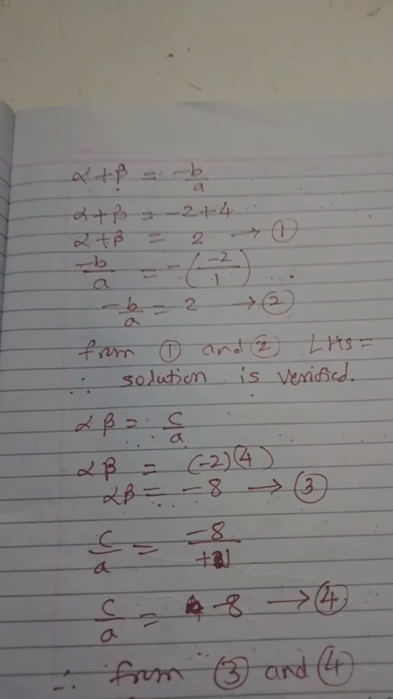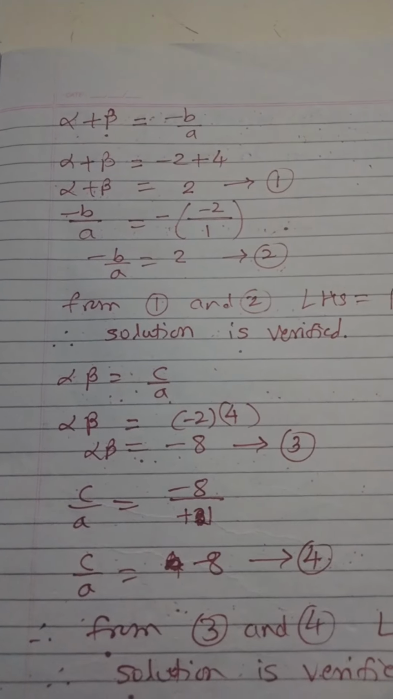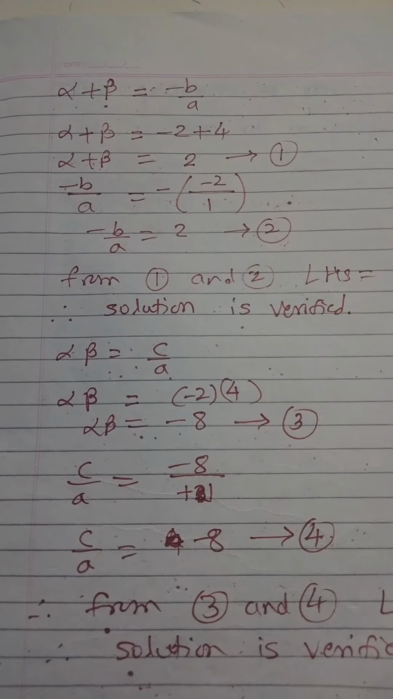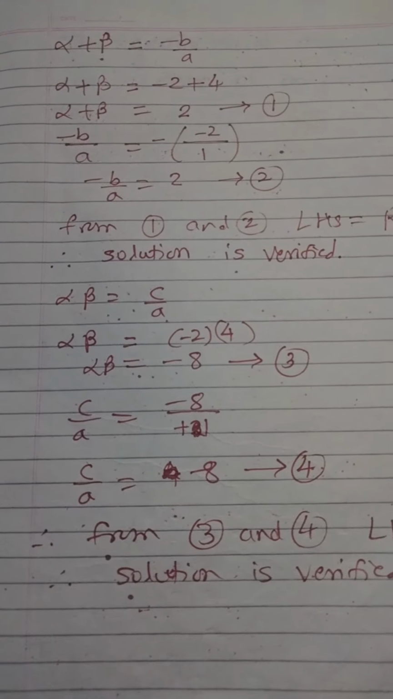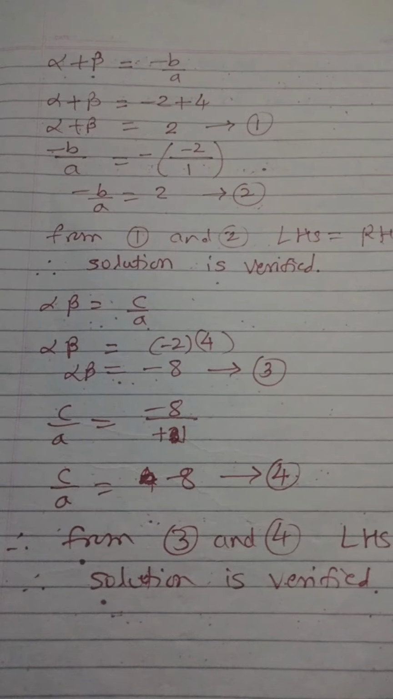Now we know that alpha plus beta is equal to minus b upon a and alpha multiplied by beta is equal to c upon a. Putting these values in these equations, we get alpha plus beta equal to minus b upon a, which is equal to 2, and alpha multiplied by beta, which is equal to c upon a, which is equal to minus 8. Hence our solutions are verified.